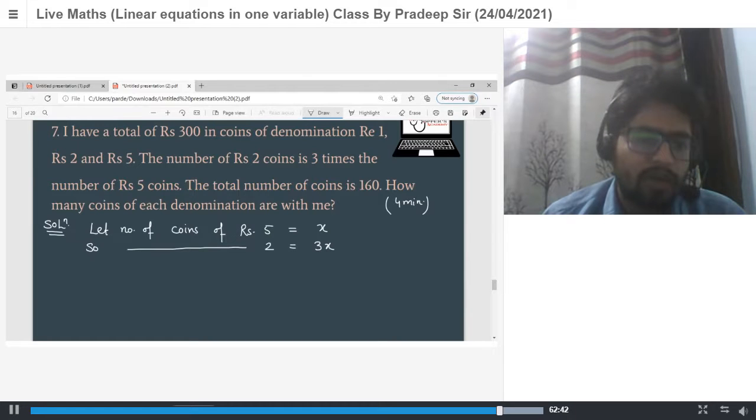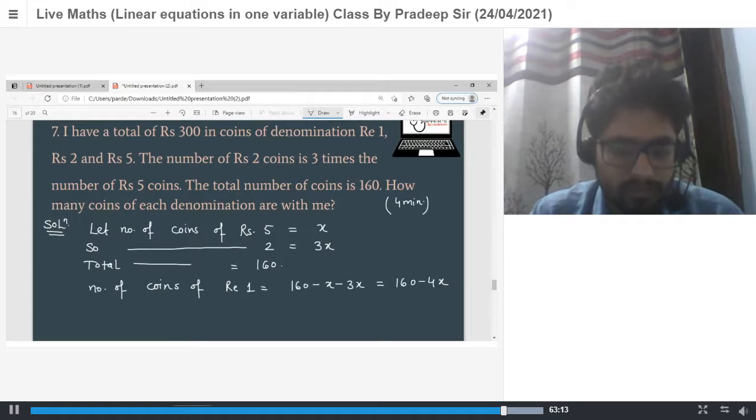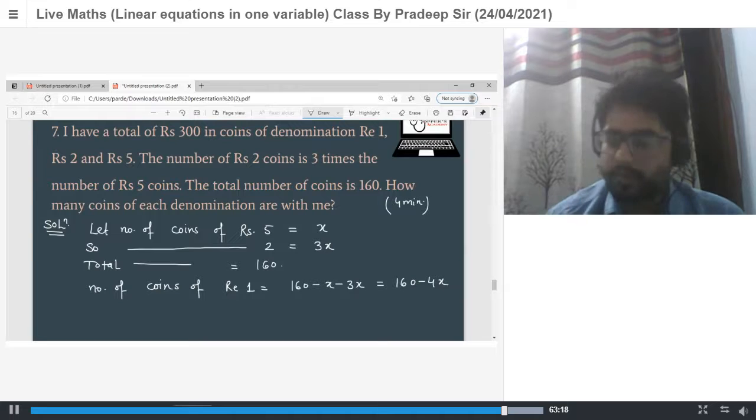Now we know the total number of coins is 160. So the number of coins of rupee 1, how much? Total coins minus 5 rupees coins minus 2 rupees coins. Yes or no? Which is 160 minus 4x.